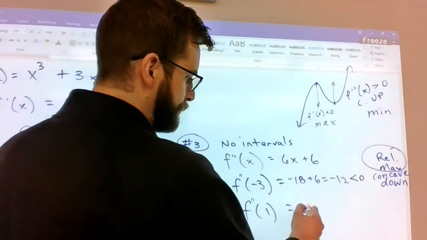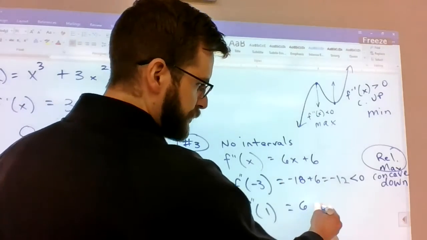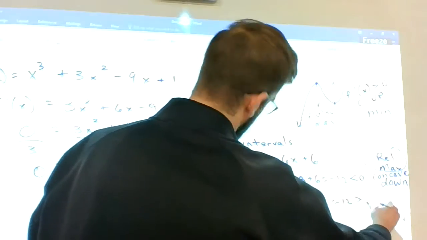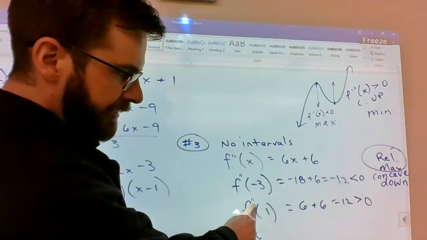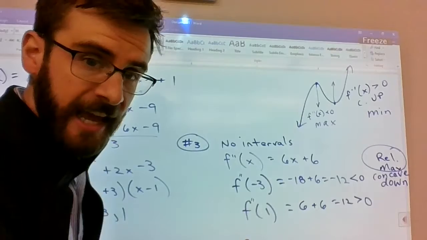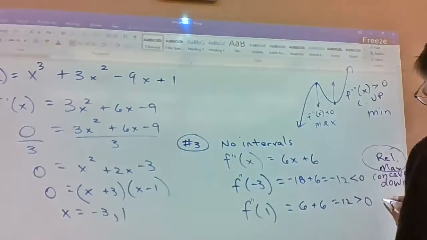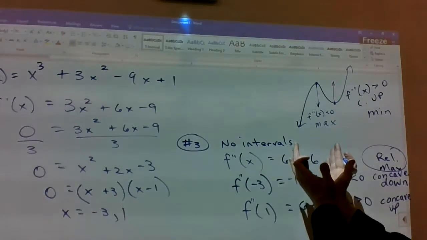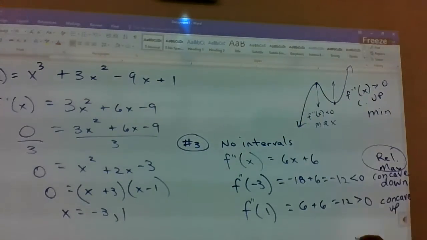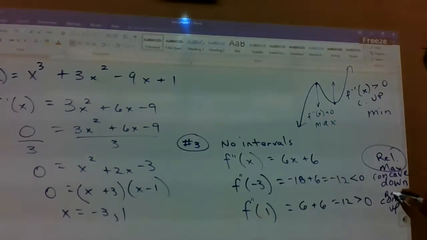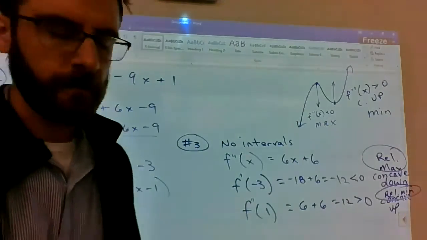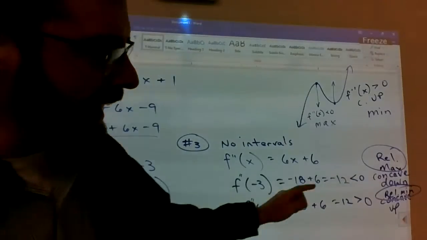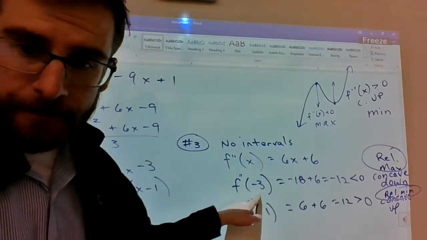If you plug in 1 here, you get 6 plus 6, which is 12. 12 is greater than 0, which means if the second derivative tests greater than 0, you're concave up. If it's concave up, it has to have a bottom to push upward. The bottom is the min. So we have a relative max at x equals negative 3.